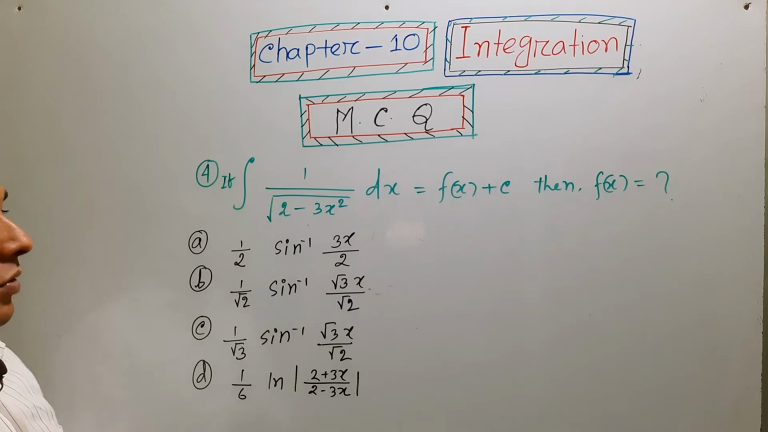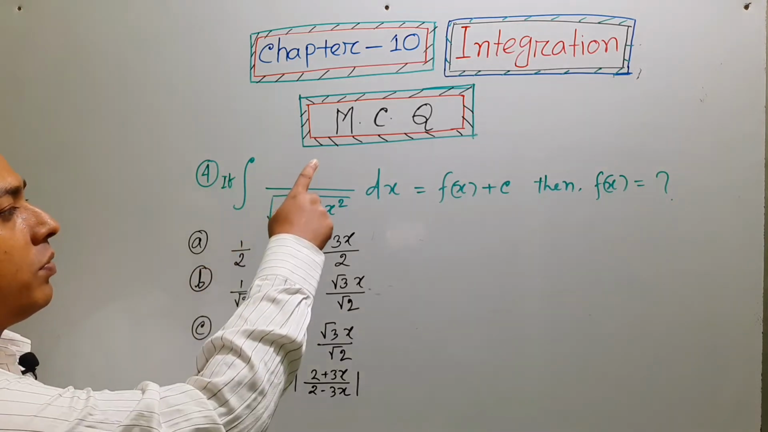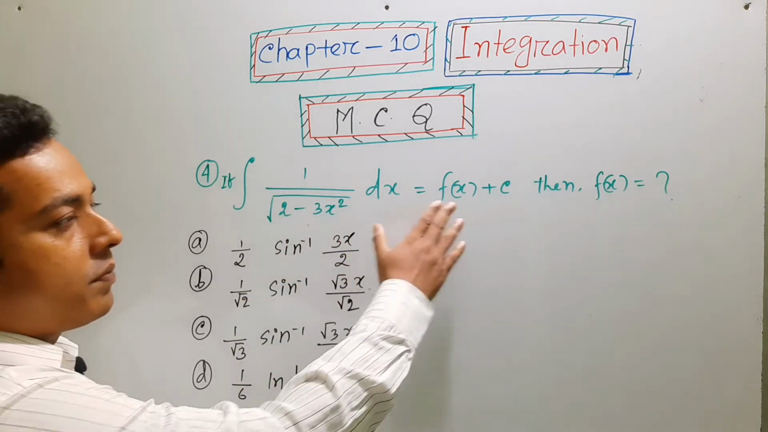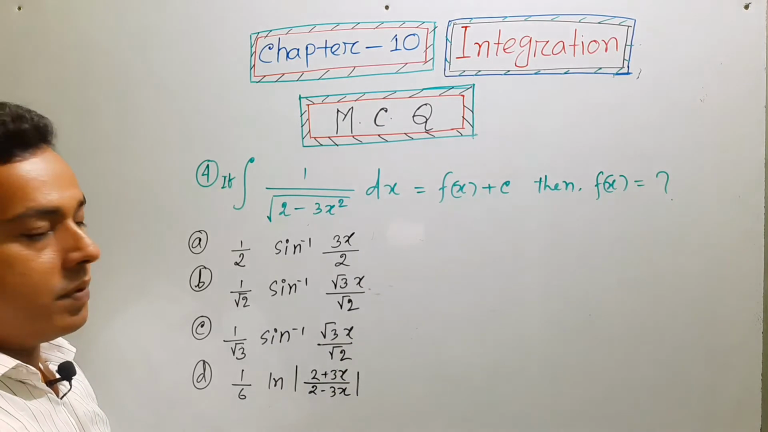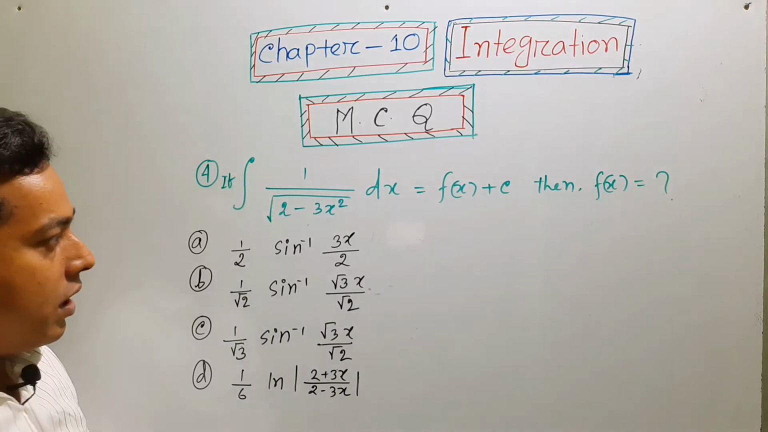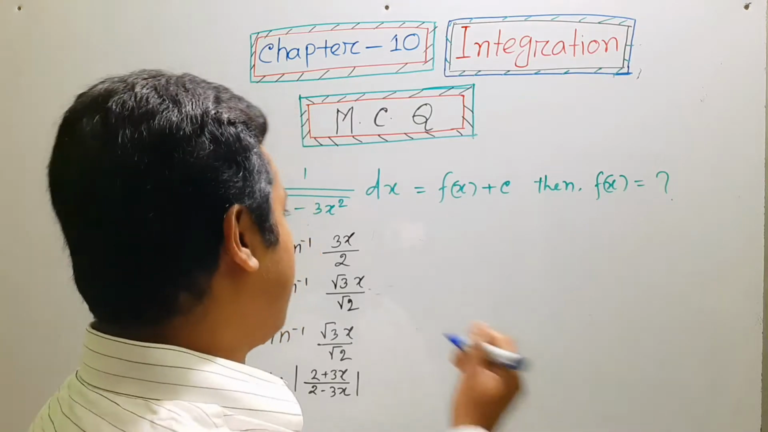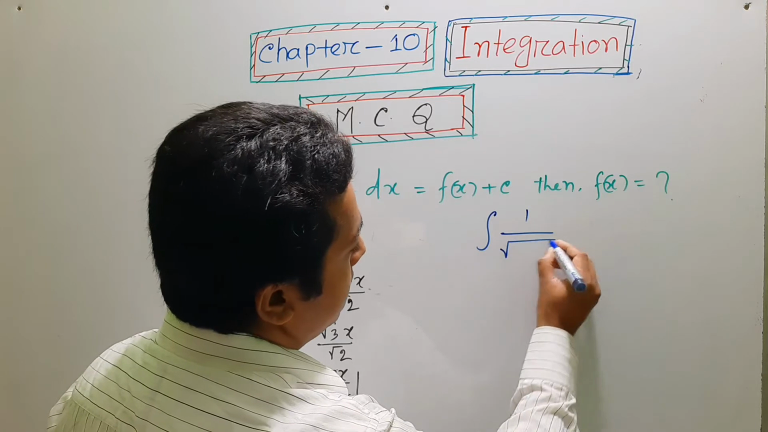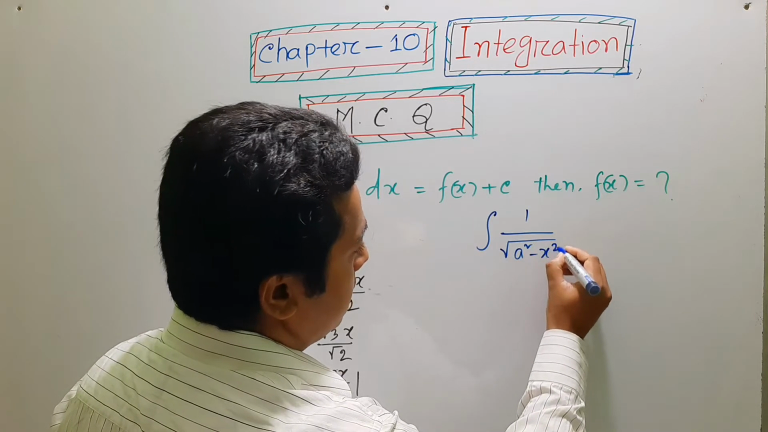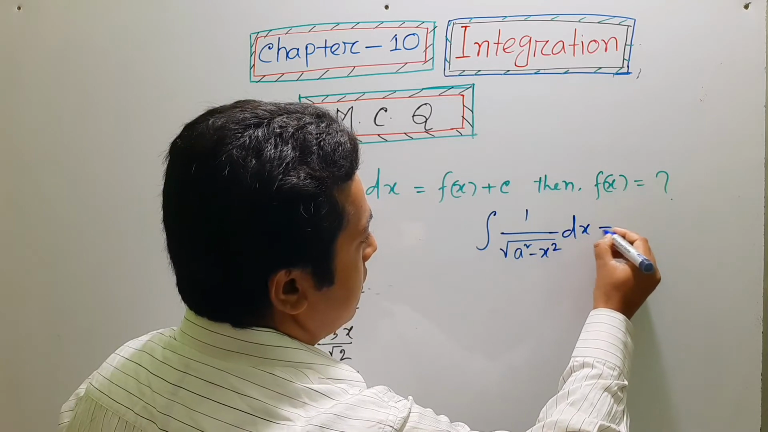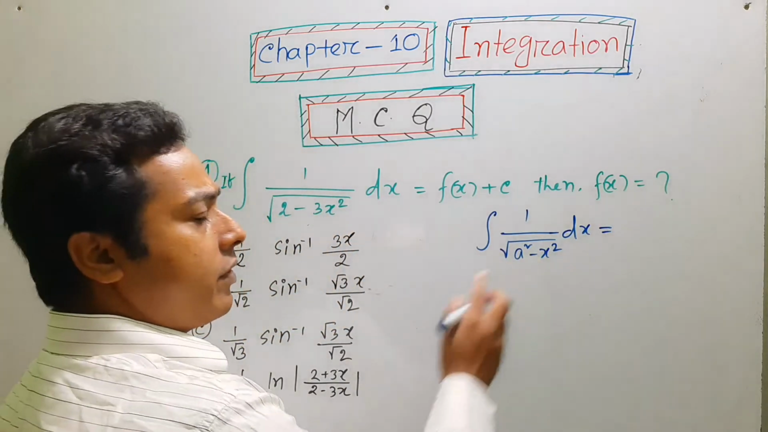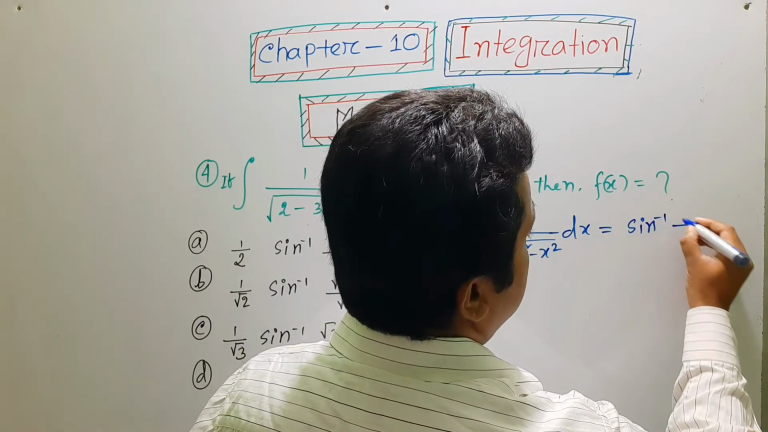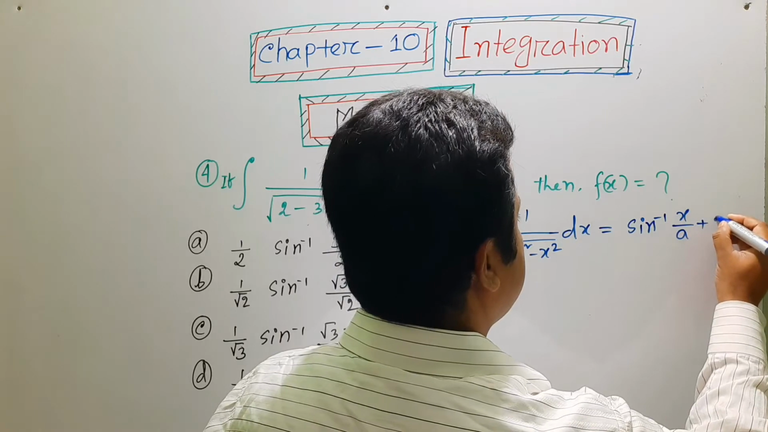Okay, now question number 4. Integration of 1 divided by root over 2 minus 3x square dx is equal to f of x plus c, then f of x is equal to what? Our basic formula for this: integration of 1 divided by root over a square minus x square is equal to sin inverse x divided by a plus c.